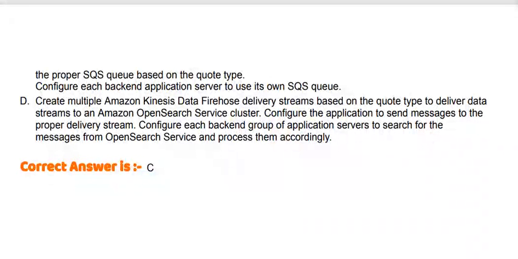And option D: create multiple Amazon Kinesis Data Firehose delivery streams based on the queue type to deliver data streams to an Amazon OpenSearch Service cluster. Configure the application to send messages to the proper delivery stream. Configure each backend group of application servers to search for the messages from OpenSearch Service and process them accordingly. And the correct answer is option C.